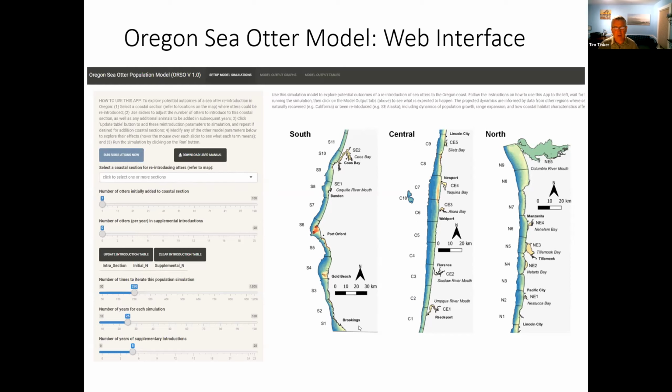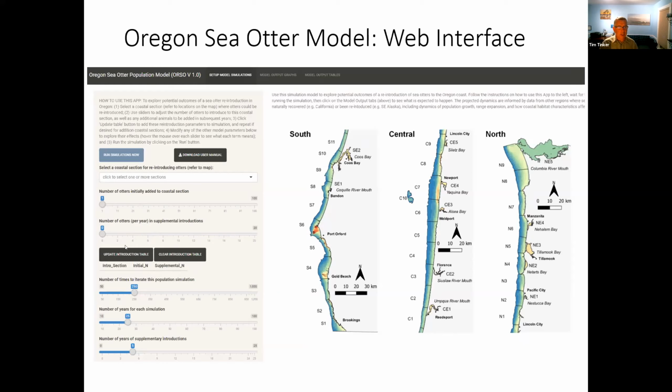I forget how many there are in total, but there's quite a few. And the idea is you can choose from this drop-down box the coastal segments that you might want to be introducing sea otters to in your hypothetical scenario. You can then choose the number of otters to be added to that coastal section. And yes, you can select more than one coastal section. I'll talk about that in a bit.